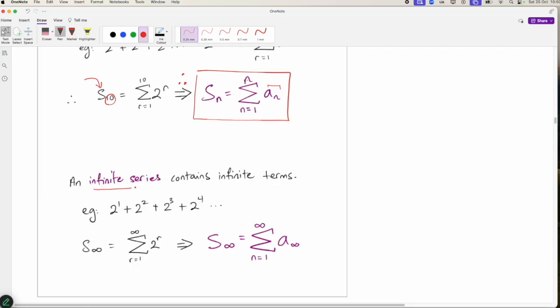For an infinite series, an infinite series contains infinite terms. Dot, dot, dot. We don't know when it's going to end. So we now have the series of infinite terms, and we could find the summation of the series of infinite terms by the summation of 2 to the r, where r is 1 to infinity. So this here is the summation of a series of infinite terms. The series is the summation of a sequence of infinite terms, is what I should say.